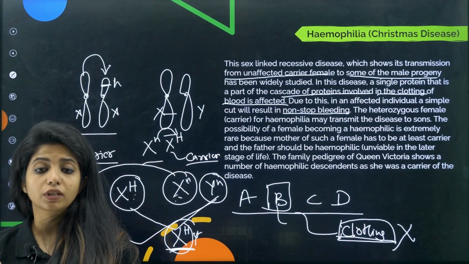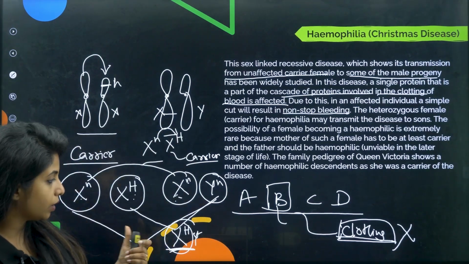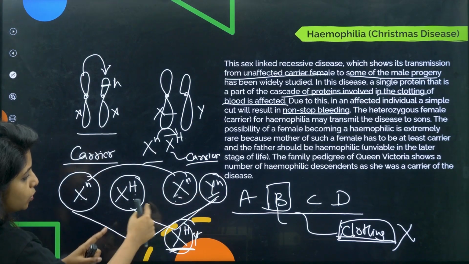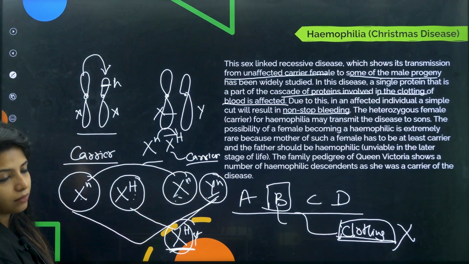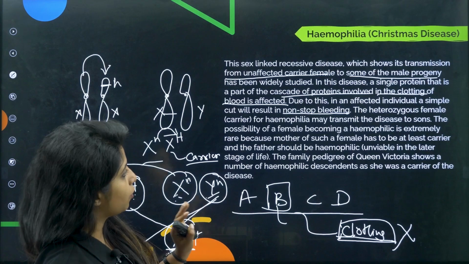Being a carrier and showing the effect is totally different. So the males are diseased in this condition. Not always, basically you have a 50% chance. If this fuses with this, then it could happen. If this fuses with this, then it won't be happening. Okay, so we'll make it and I'll show you properly.